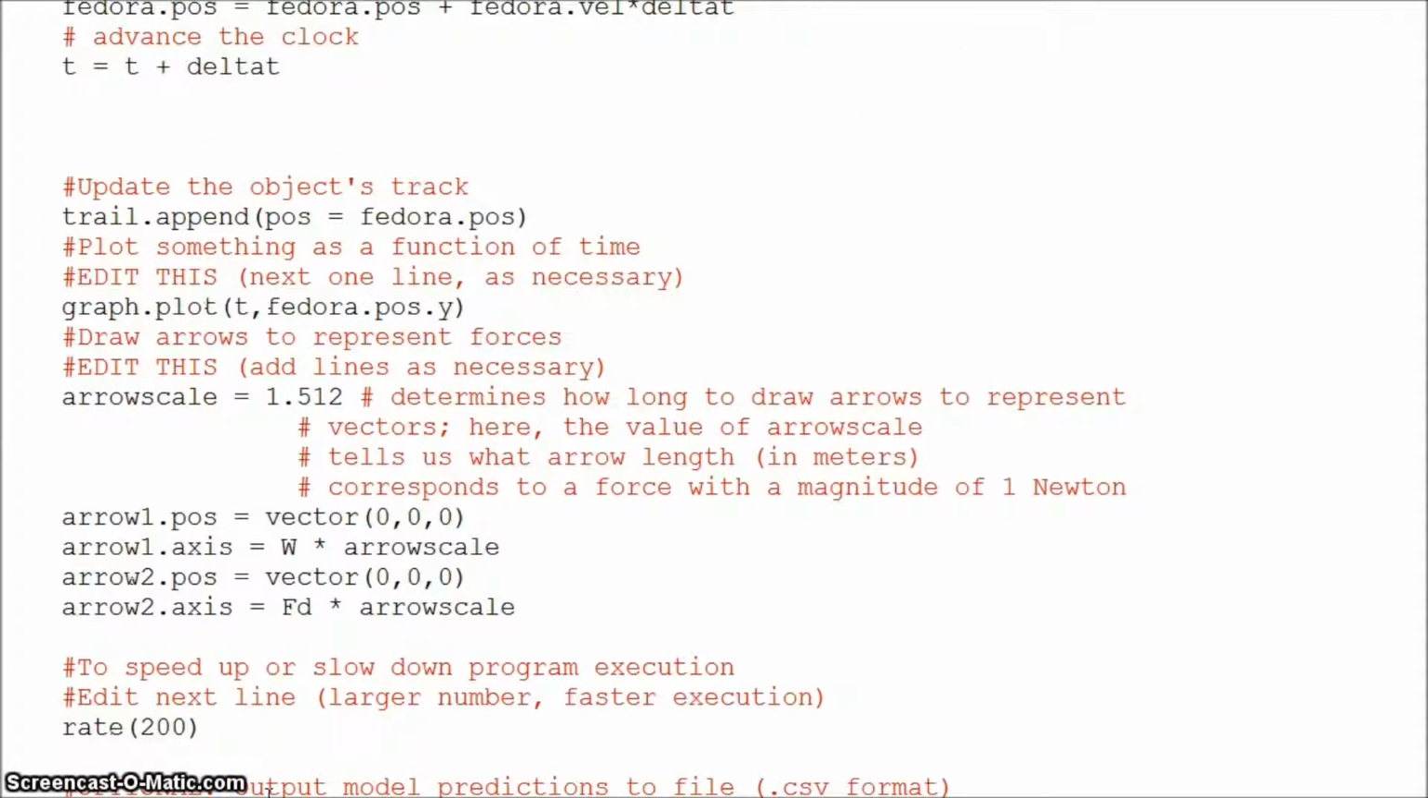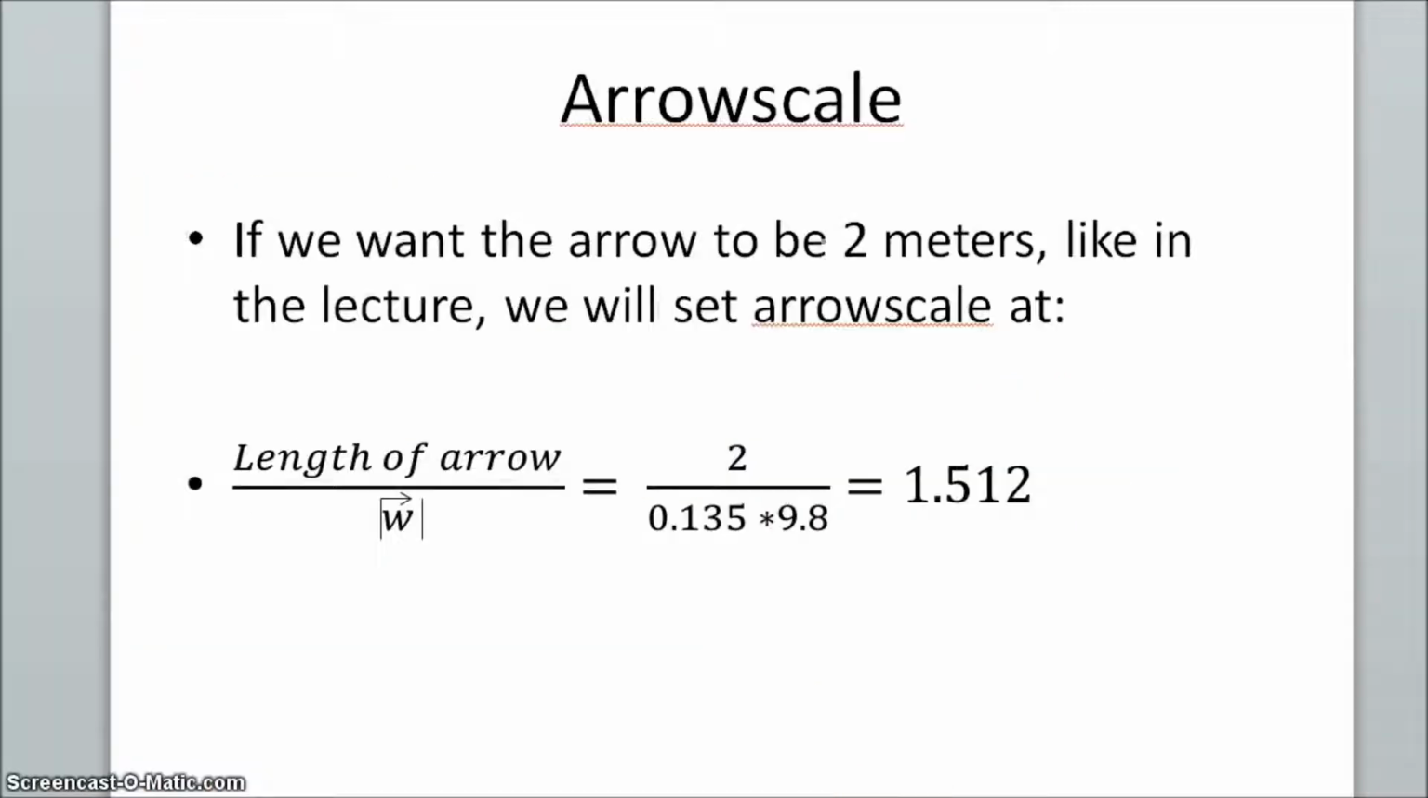Additionally, I changed the arrow scale to 1.512 based on the information told to us in the lecture video. Since I want the arrow to be 2 meters in the module, like it was in the lecture, I set the arrow scale to be the length of the arrow over the magnitude of the weight, which is equal to 2 over 0.135 times 9.8, or 1.512.